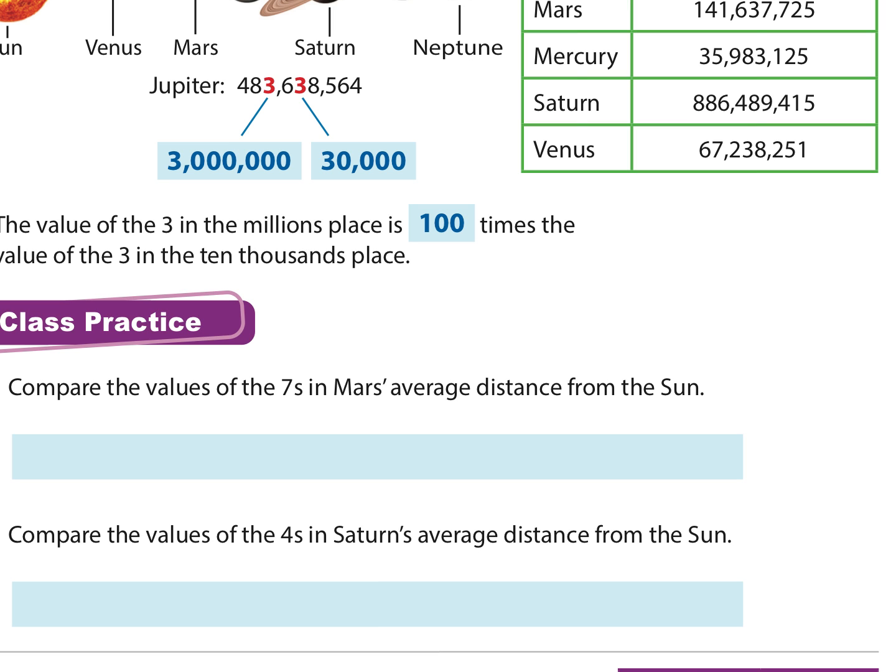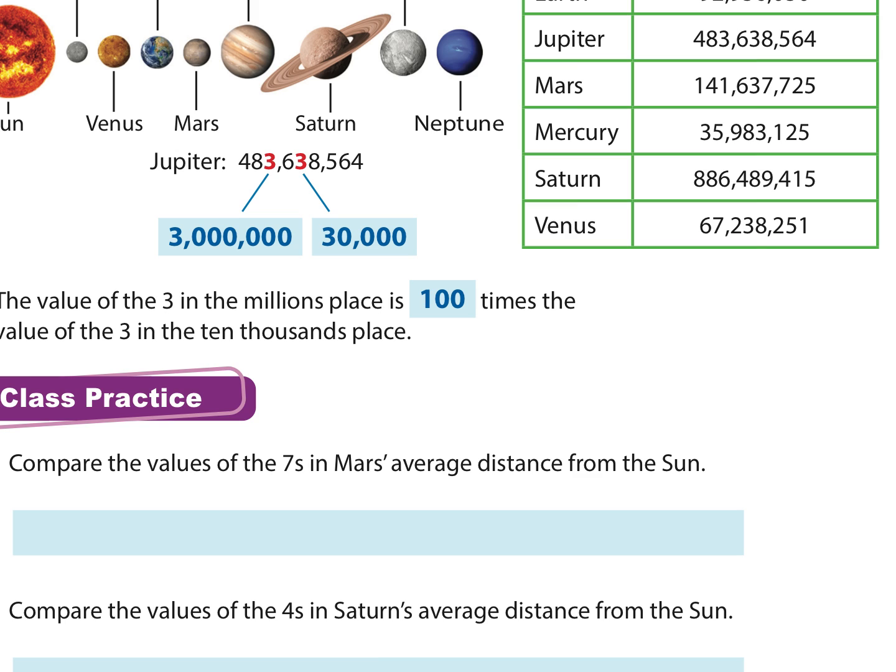We're comparing the 7s. So we're looking at the number in Mars. And I want to find my 7s. So my 7s are here and here. Okay. I want to write my statement to match the example above. So the value, instead of saying the value of the 3, I'm going to say the value of the 7.